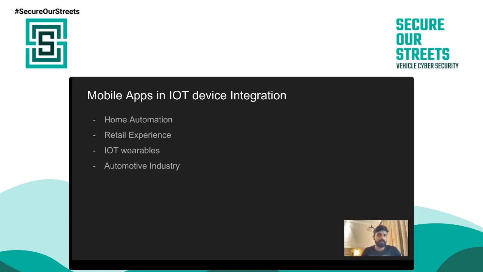In retail, stores like Amazon Go are an example where mobile applications play a major role. With IoT wearables, I own a smartwatch, and I can't even change the time on my watch. I need to use the watch's mobile application to change the time. That's how mobile applications and IoT devices are connected to each other.